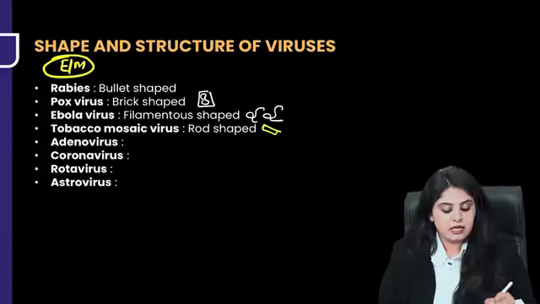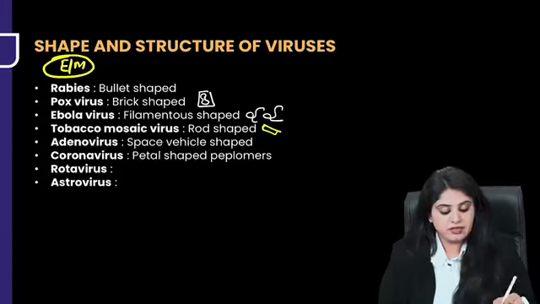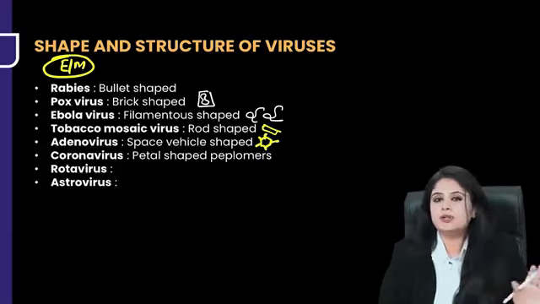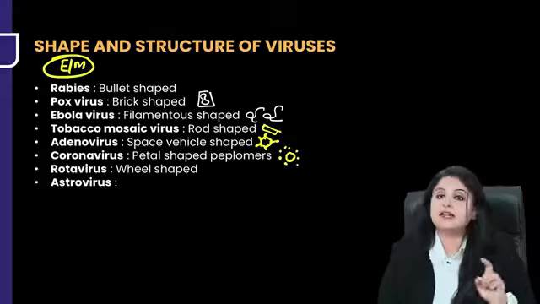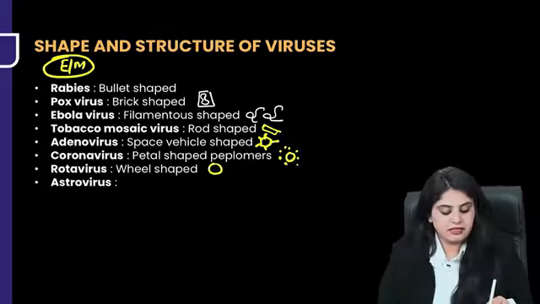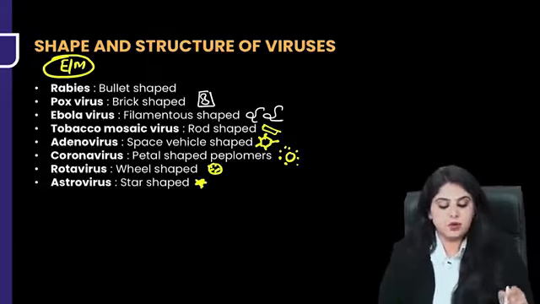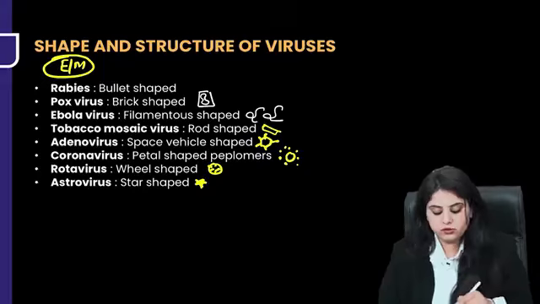It's like a rod. Coming to adeno was that space vehicle. Space vehicle means alien aega, wo wala. Corona, I don't need to tell you, petal-like papillomas, which everyone knows. Rotavirus, that story of the rotating wheel that everyone knows about. And finally, Astro requires no description because it's going to be star-shaped. All your shapes and structures are also done.